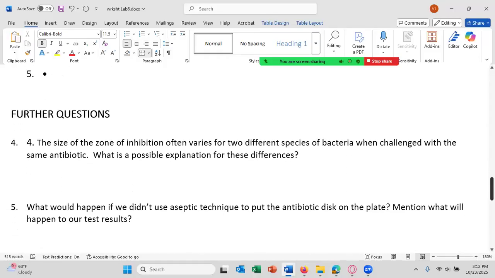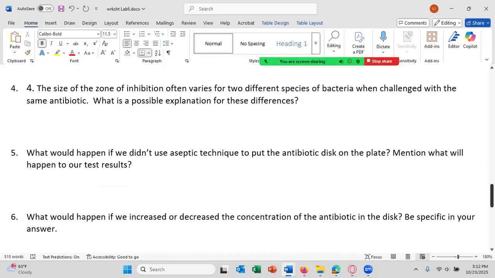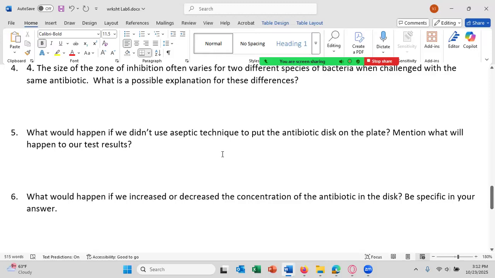4. Further questions. The size of the zone of inhibition often varies for 2 different species of bacteria when challenged with the same antibiotic. What is a possible explanation for these differences? 5. What would happen if we didn't use aseptic technique to put the antibiotic disc on the plate? Mention what will happen to our test results if we don't use aseptic technique.